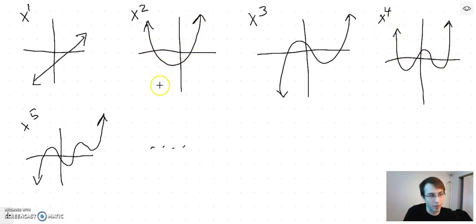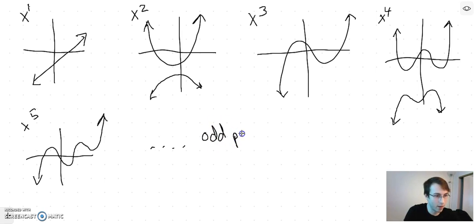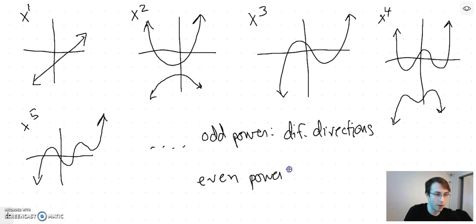Both go up. Or we could also have both going down. We could just as easily have a parabola like this, or a squiggly thingy like this. But the key thing to notice here is that in odd power, the sides go in different directions. One goes up, the other goes down. But in even power, the two sides go in the same direction. Either both go up or both go down.